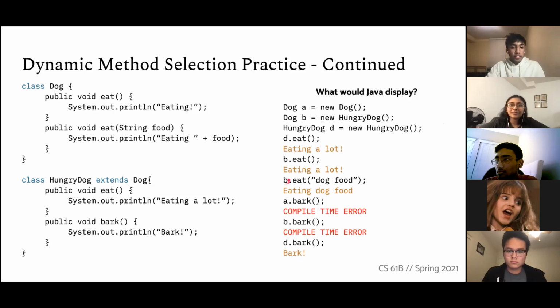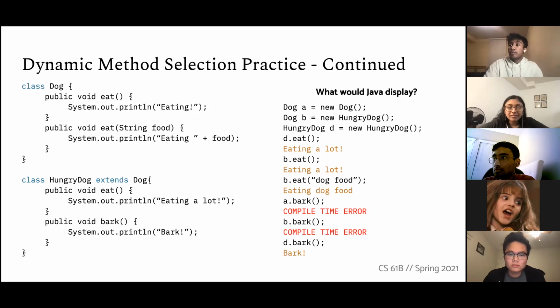Yeah, so if this was like d.eat instead, this would still run the exact same way. It'd still function perfectly the same. I may have just missed adding an example of that, so that's my fault. Yeah, in this case, d.eat would still return eating dog food.